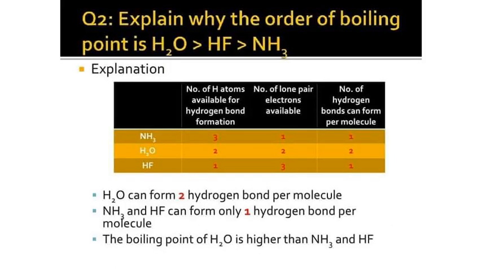Now the question arises, why does water have a higher boiling point as compared to hydrogen fluoride? Although it is expected that HF should have a higher boiling point because fluorine is more electronegative as compared to oxygen and nitrogen, in actuality water has the higher boiling point. The reason is that water forms two hydrogen bonds per molecule and hydrogen fluoride forms just one hydrogen bond per molecule.